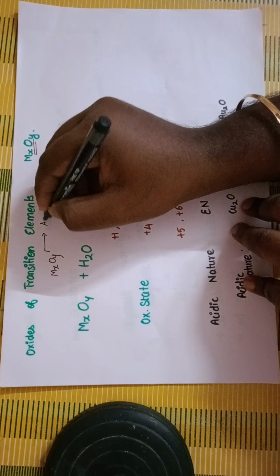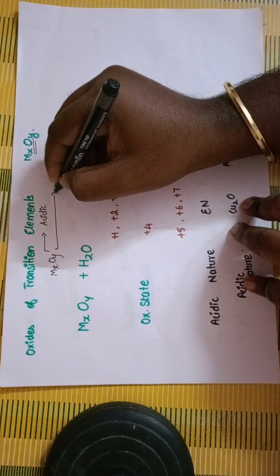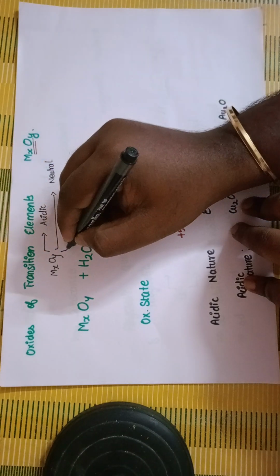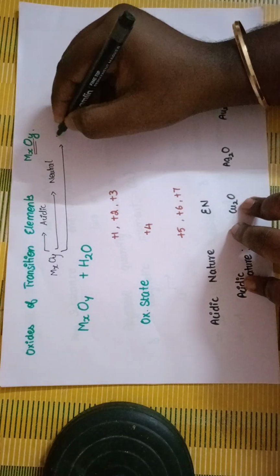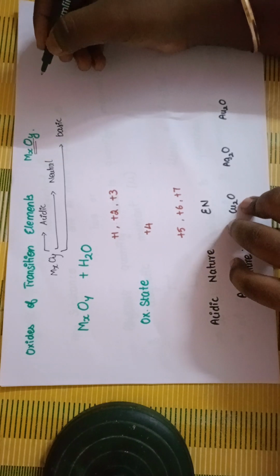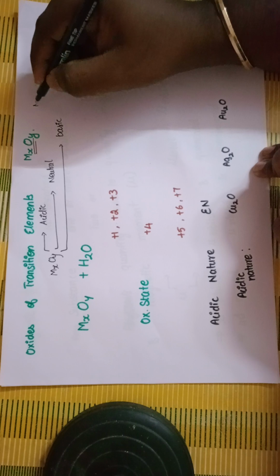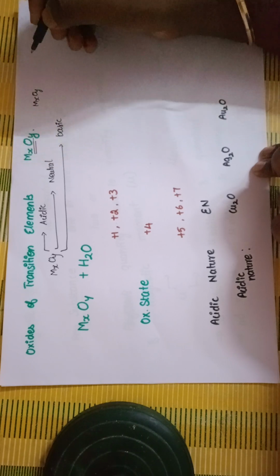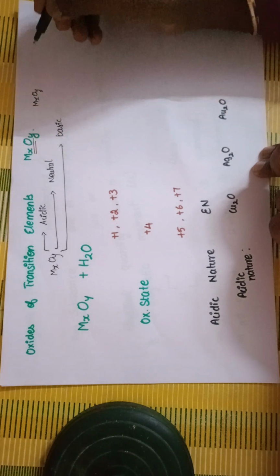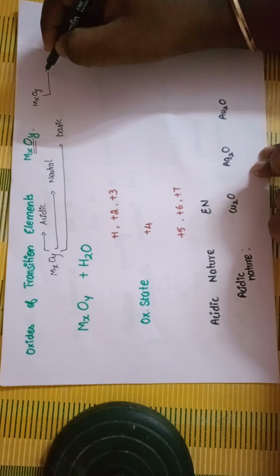can be acidic, it can be neutral, or it can be basic. While you are in the lab, in case you are provided with a metal oxide and you are asked to identify whether it is acidic, basic or neutral, what we used to do is just dissolve the metal oxide in water.